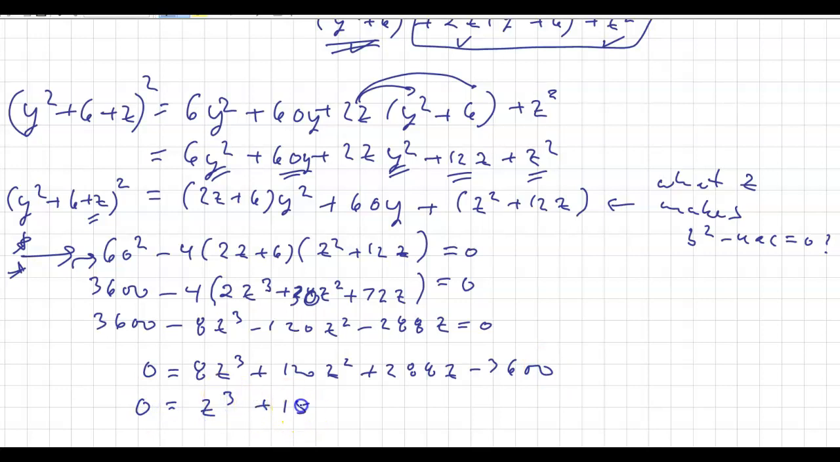I might end up with some decimals. Eight into 288 is actually 36. And this becomes 450. So I have this new equation.